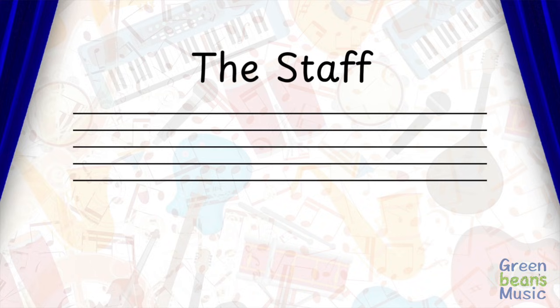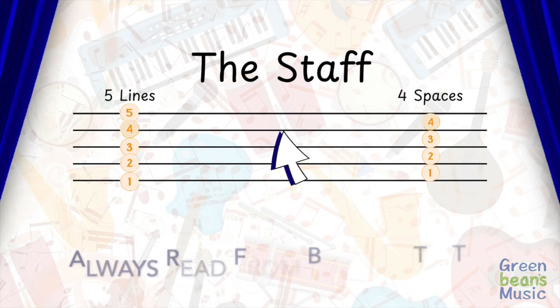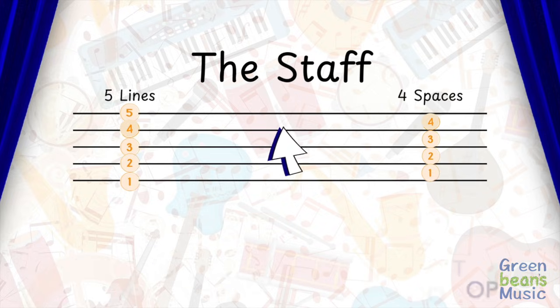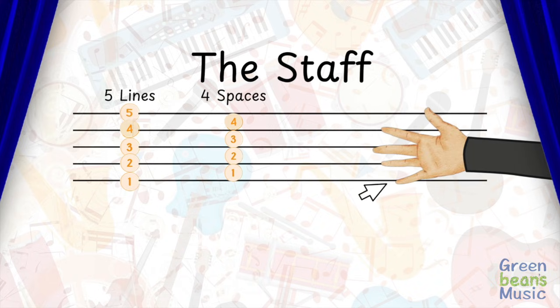This is the staff. The staff is composed of 5 lines, and between those lines, there are 4 spaces. It's important to note, when looking at the staff, we always read from bottom to top. Another way to remember the staff is to look at your hand. Just as the staff has 5 lines and 4 spaces, your hand has 5 fingers and 4 spaces between them.